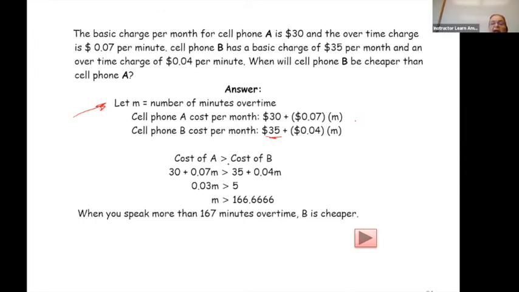Question is, when will A cost more than B? So when will 30 plus 0.07M be greater than 35 plus 0.04M? Well, this will come out when M is greater than 166 and basically 2/3 minutes. So when you speak more than 167 minutes, because these things are always done in whole minute units, remember, B will be the cheaper plan to follow. So there's a problem that you might really be able to relate to in a real life situation when you make a decision about which cell phone company you're going to work with.